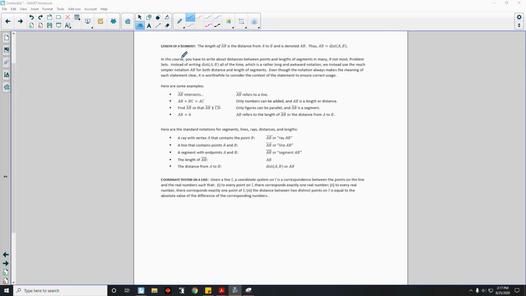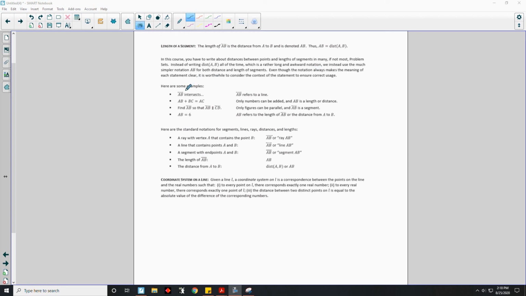So in this course, you have to write about distances between points and lengths of segments in many, if not most, problem sets. Instead of writing dist(A, B) all the time, which is a rather long and awkward notation, we instead use the much simpler notation, just the letters AB without the segment over top, for both distance and length of segments. Even though the notation always makes the meaning of each statement clear, it is worthwhile to consider the context of the statement to ensure correct usage.